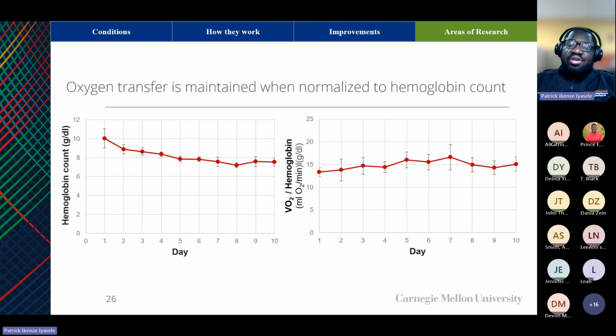A decrease in oxygen transfer can be explained by a decrease in hemoglobin count during the study. The drop in hemoglobin can be explained by the large amount of IV fluids we gave to the sheep over the course of the study. When we normalize the oxygen transfer rate to hemoglobin count, this ratio is maintained over the course of the study, meaning that if we were able to manage hemoglobin count more correctly, there would never have been a decrease in the oxygen transfer capability of our system.